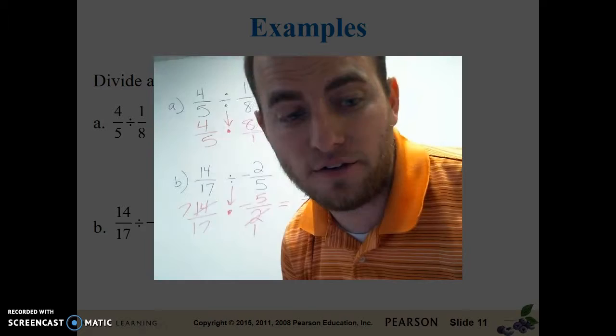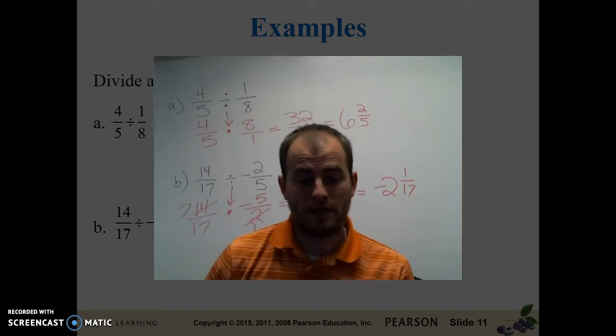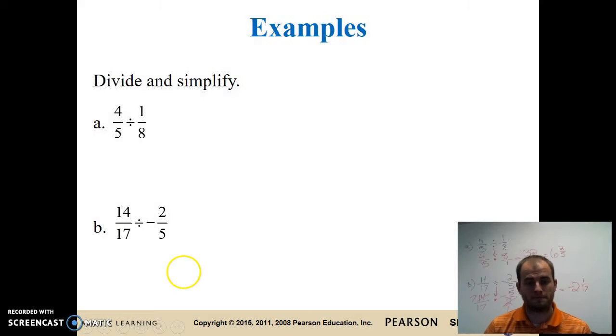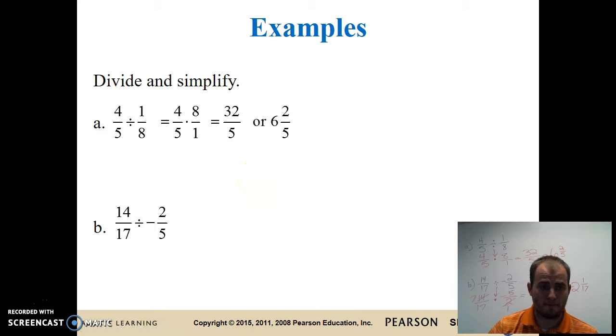Okay, so to divide fractions, you flip and multiply. Do the reciprocal of the second number and multiply. Okay, so you'll see those examples here on this PowerPoint.